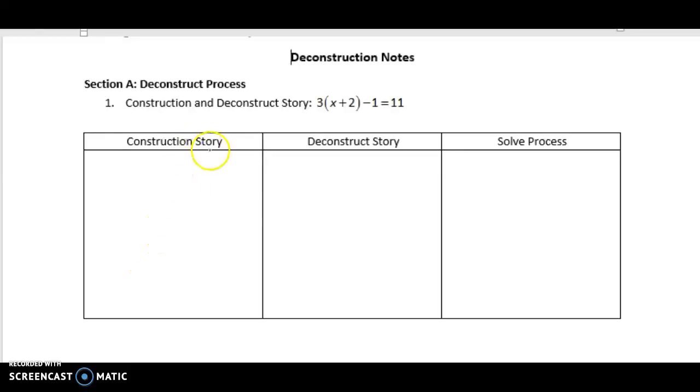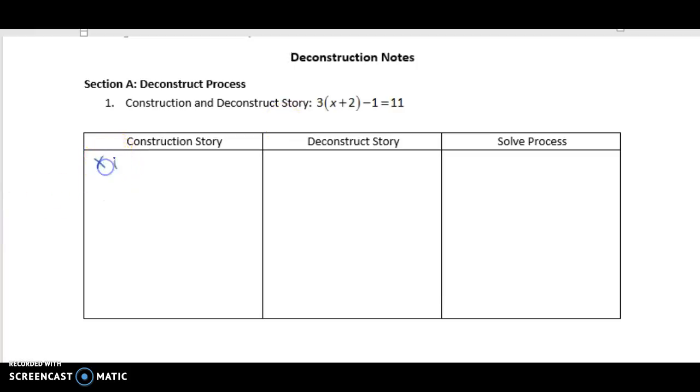Now that we've looked at construction and how an equation is built, we're going to figure out how to deconstruct it. Ultimately, we want to know what the value of the variable is that keeps this equation true. Whatever is on the left side, this expression is equivalent to the value of 11, so we need to know what x is going to be to make this true. First we want to look at the construction story of this.